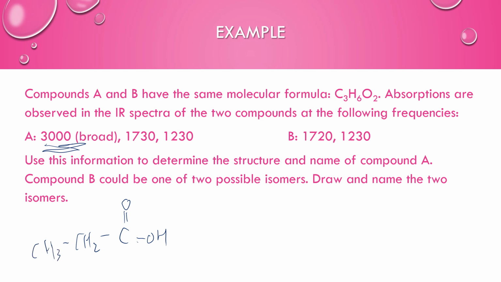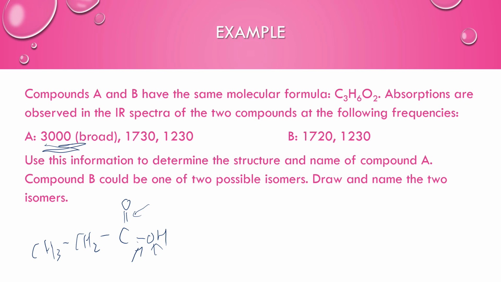Which makes sense because then we've got that 1730 range, which is really referencing the C double bond O, this bond right there, whereas the OH bond in here was for the 3000, that was broad. And then the 1230 bond refers to probably the CO single bond. And so that's where you get your bonds there in that formula.